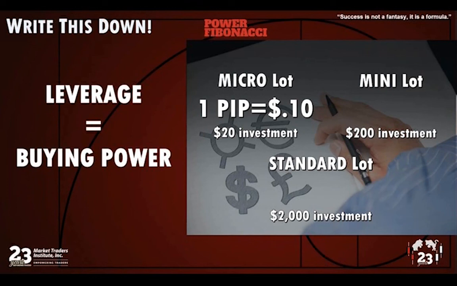For every pip we made in the mini lot, we just made $1. So we get our $200 back, and our profit is now $116 in 12 hours. Now, how many of you would like to make an investment of $200 and 12 hours later get your $200 back plus $116? If so, type in yes or me or of course, right?